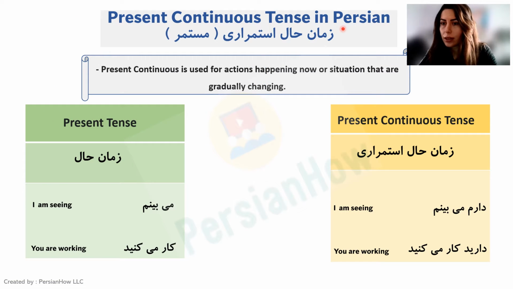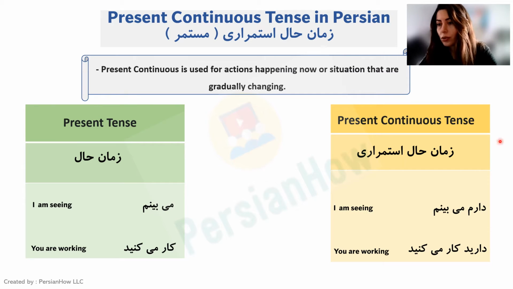Present continuous tense in Persian is called زمان حال استمراری or مستمر. زمان is tense, حال is present, and استمراری means something that is continuing, so continuous. In general, present continuous is used for actions that are happening now or situations that are gradually changing. We also said that we just used present tense for present continuous. For example, میبینم means I am seeing, and کار میکنید means you are working. So this is present tense, but depending on the context, it could also be present continuous.